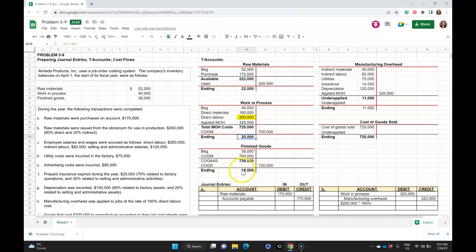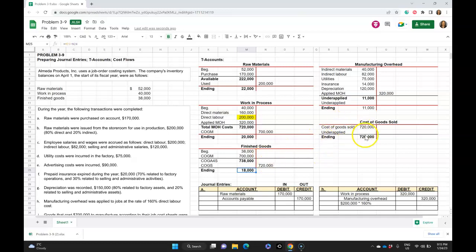Now I'm looking at the finished goods account, and those should be all of the completed jobs. So again, if I was to go to the warehouse and we had all of our completed jobs in a different room, I would see all of these finished products, and they should add up to 18,000.